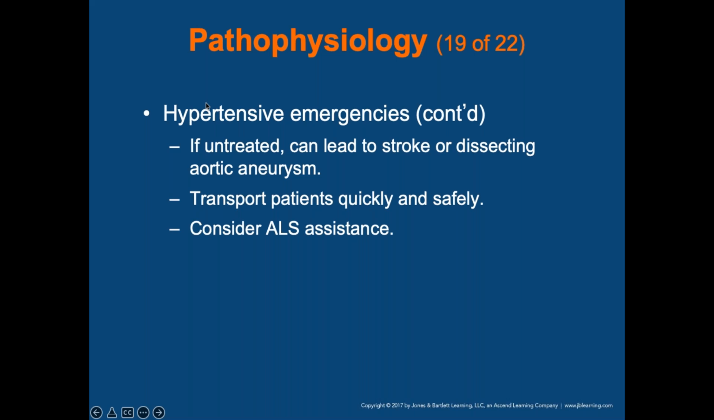If you suspect a dissecting aortic aneurysm or an aortic aneurysm in place, say you're palpating around the umbilicus and you feel a pulsating mass there, it could be an AAA, an abdominal aortic aneurysm of some sort. If that is the case, you want to transport rapidly, but you also want to minimize the amount of bumps that you hit because that can actually cause it to rupture.